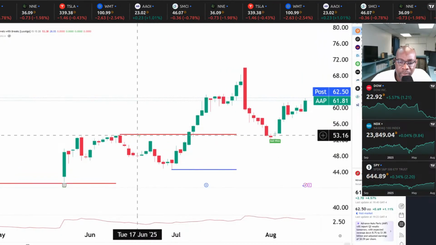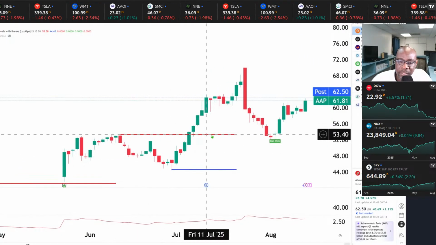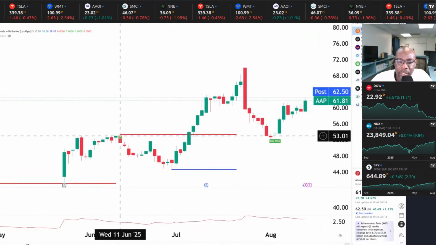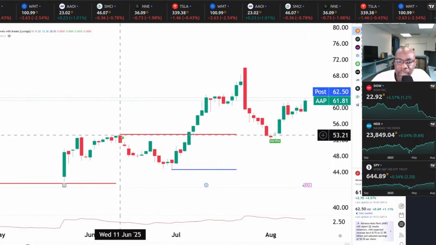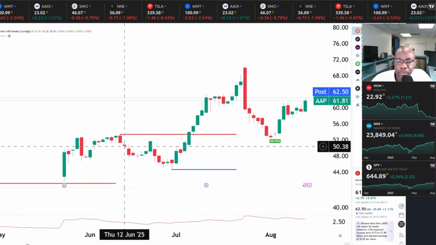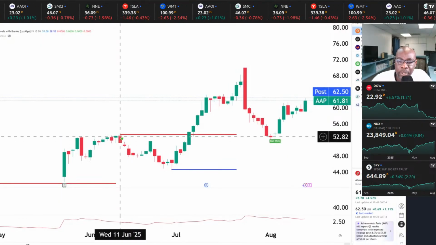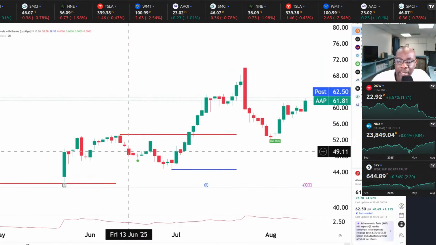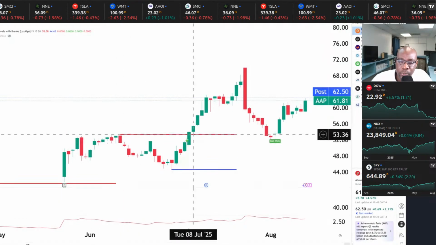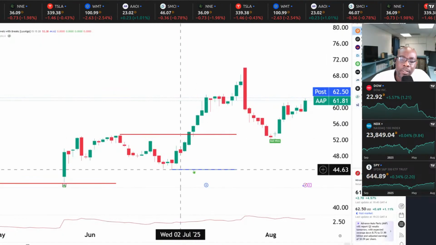This red line over here, we call that an area of resistance. Now, when the stock hits that area of resistance, like you can see here, it typically pushes it down, because it's saying, hey, you can't go any further. We're going to force you back down. That's the resistance. Support, resistance.